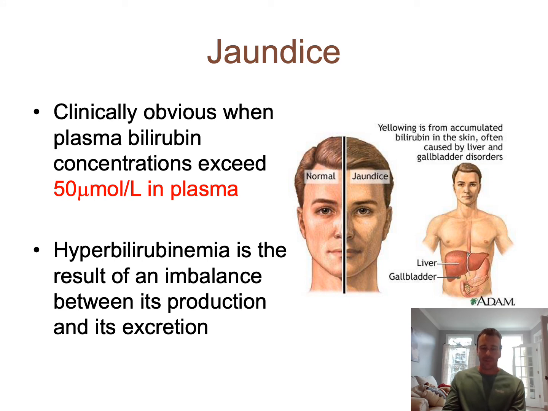Just to go a little bit more detail about jaundice, it's clinically obvious when the concentrations of plasma bilirubin are over 50 micromolar in the plasma. So you get this yellowing of the skin. When we talk about hyperbilirubinemia, it's the result of an imbalance between how much of this is produced versus how much it's excreted.